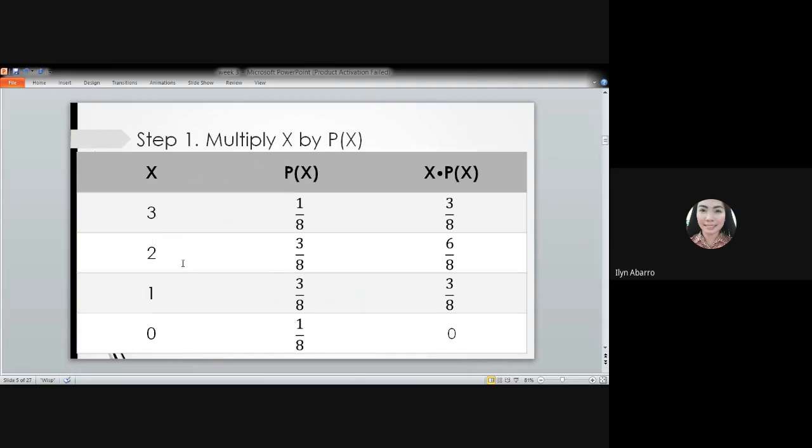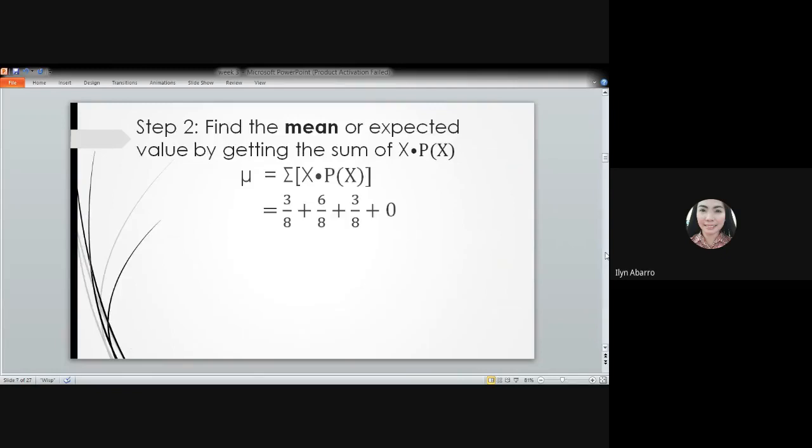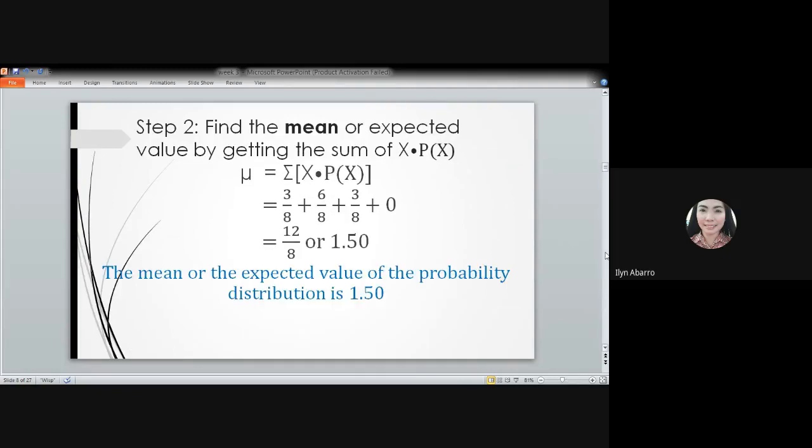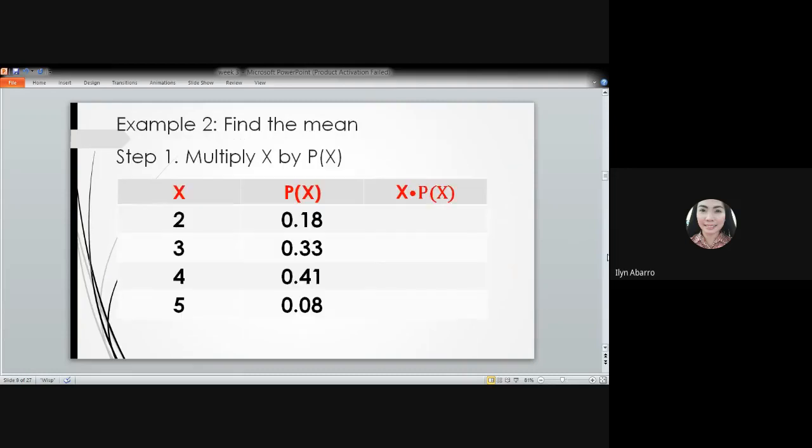And our answer is 1.5. So, ibig sabihin, nandito siya sa gitna. And masasabi natin na maaaring tama nga yung sagot natin kasi nasa gitna siya, center. Okay? So, that is for the mean of the discrete probability distribution. But then, ang topic natin is to solve for the mean, variance, and standard deviation. So, tatlo. So, we're going to solve for the standard deviation.